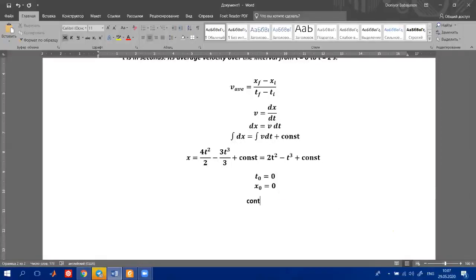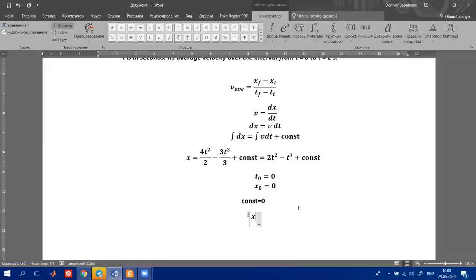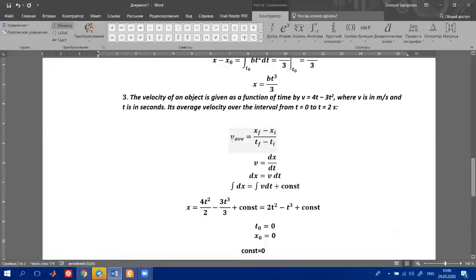You can check this, but I'll write just the answer, constant equal to zero. When you put t equal to zero here, you get zero minus zero plus constant equal to zero, x equal to zero. That means the constant is zero. The meaning of this constant is the initial coordinate, because we are finding the coordinate. Initial coordinate is zero. Then the answer for x is 2t squared plus t minus t cubed.